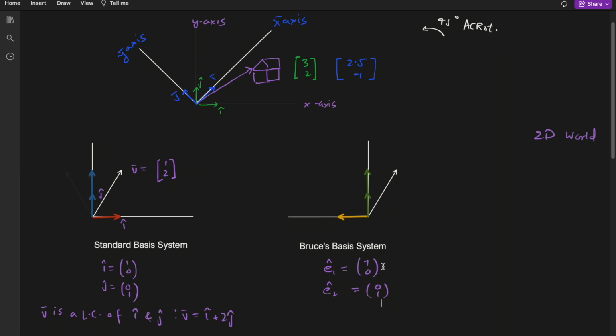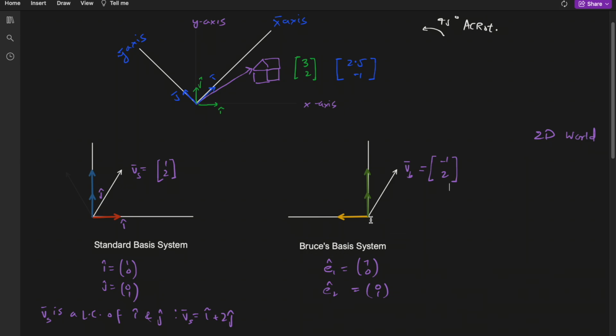So here this vector which Bruce is referring to, let us suppose I call this V in the standard system as Vs, and this is Bruce system VB. In his system, this is not 1 comma 2. This is actually minus 1 comma 2. If you see the physical vector, both are pointing to the same point. This vector 1 comma 2 and this vector minus 1 comma 2 are pointing to the same point.